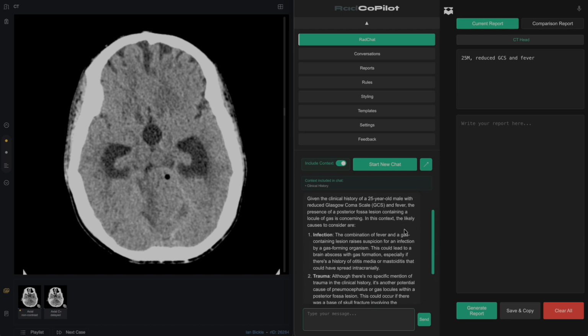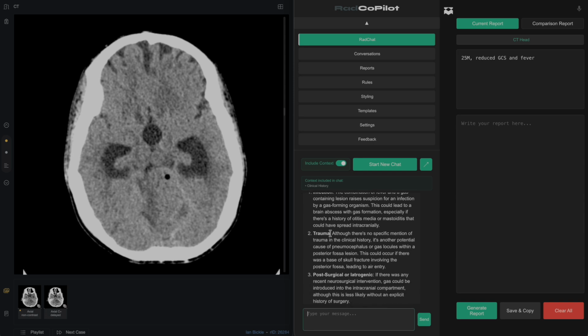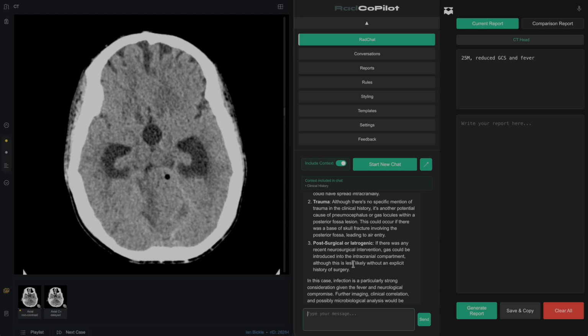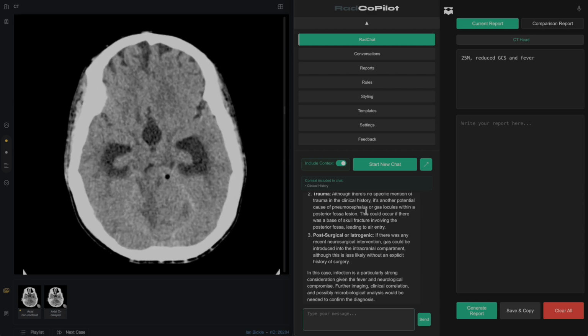Okay, so that's interesting. It's suggesting that infection with a gas-forming organism could be an idea. Trauma could be a consideration. I don't think we've got that specifically in our history, but that'd be something worth checking, touching base with clinicians. Or gas might be seen in the post-surgical setting. Again, that's a good consideration. We don't have a history of surgery here, but it may be worth checking. Let's start typing up a report.